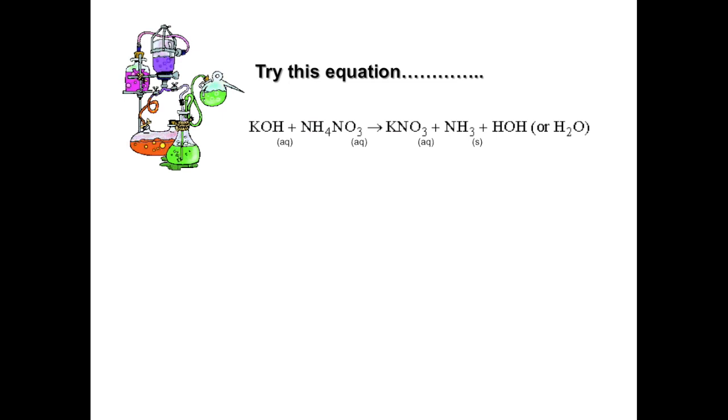Let's try this equation. In this equation we have potassium hydroxide and ammonium nitrate, both in aqueous solutions, and that yields as products potassium nitrate in aqueous solution, ammonia as a solid, and water. So as we know, the first step is to separate cations and anions. This will lead us to the next reaction.